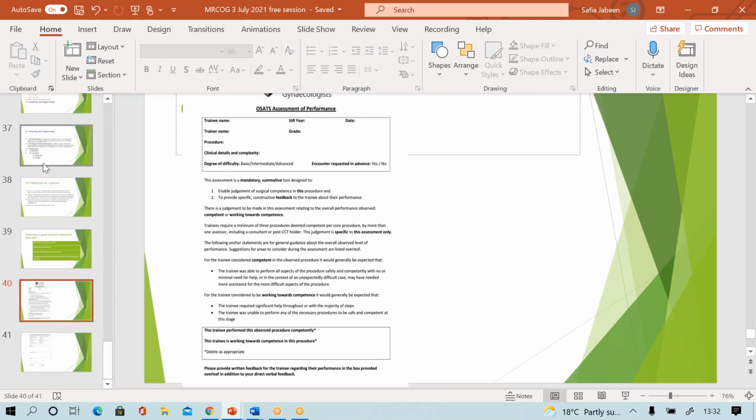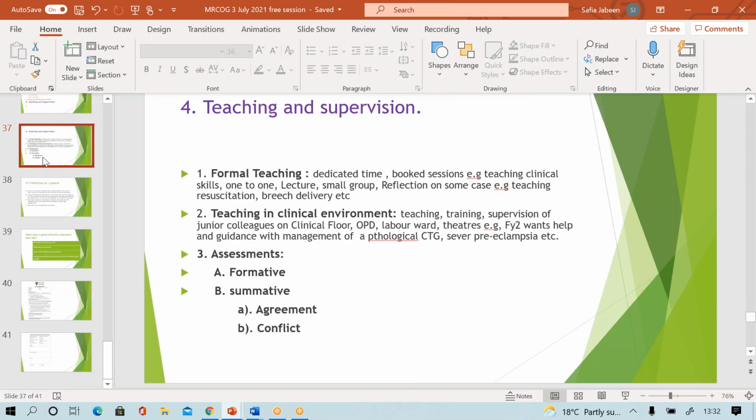So the assessments, the way they are done, obviously there are many different ways, but mostly in your exam it comes as summative assessment. But there are different assessment ways as well, like we do CBD, and those assessments. For some skills they just need to be observed and signed off.